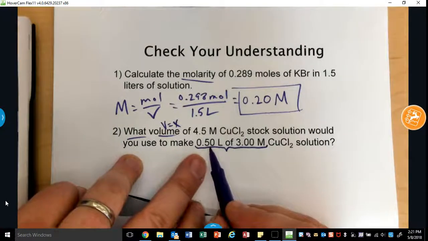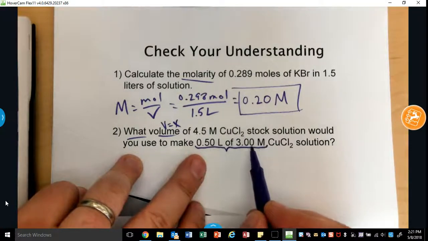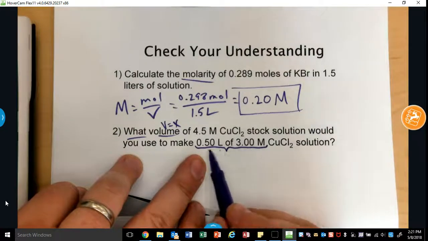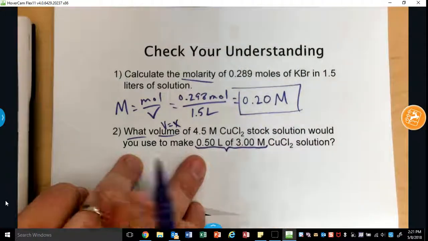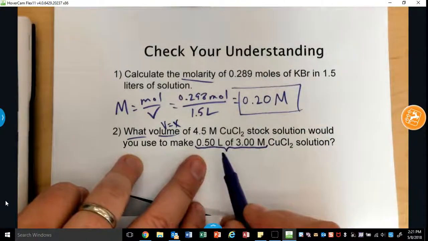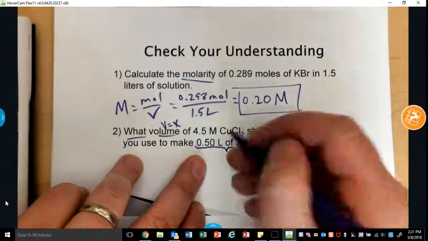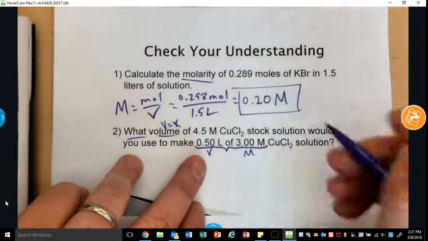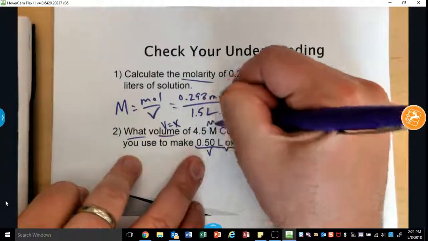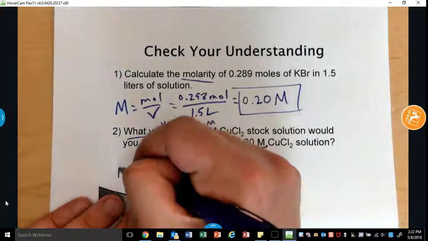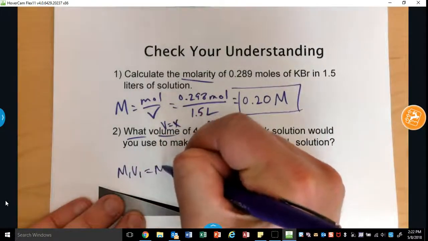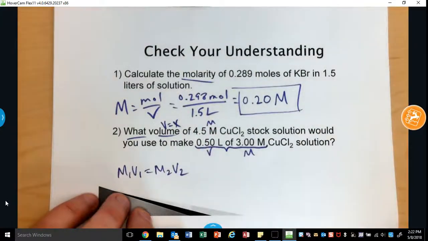It's telling us we're making 0.5 liters of a 3 molar solution. So obviously these two numbers go together. Because this is an equation, it doesn't matter which side of the equation you put the numbers on as long as you keep them together. I'm given a volume, a concentration, I'm asked for a volume, and I'm given a concentration. So we got 2 V's and 2 M's, so we know we're going to be using M1V1 equals M2V2.